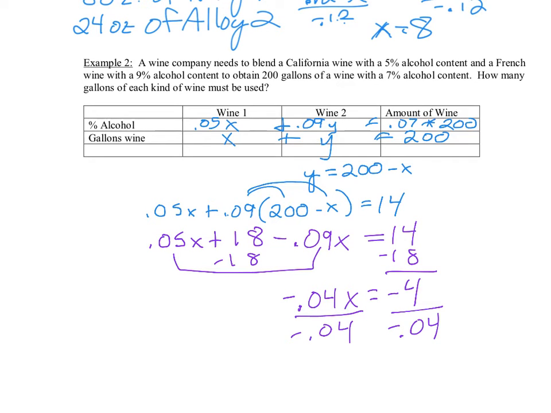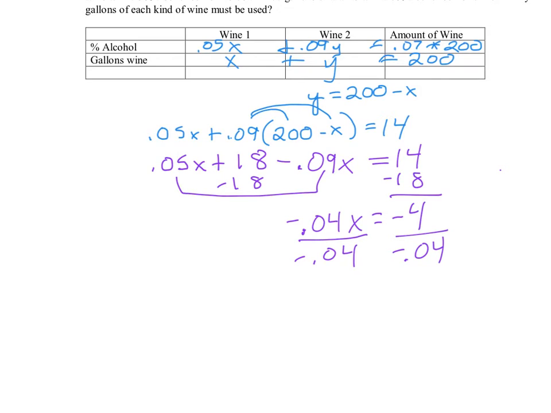Negative 4 divided by negative 0.04, and we get 100. Okay, so we need 100 gallons. Sorry, I moved my little mat. I have to shift this up a bit. Where was I? Oh, X is 100 gallons. Wow.